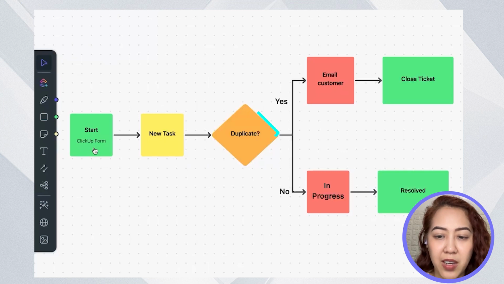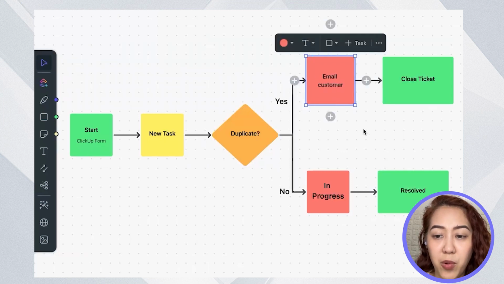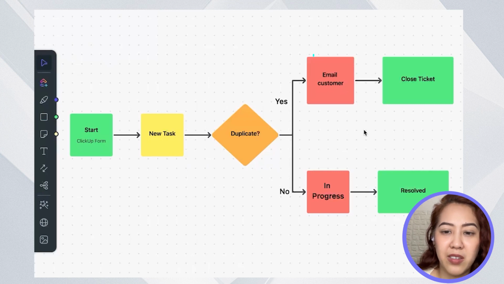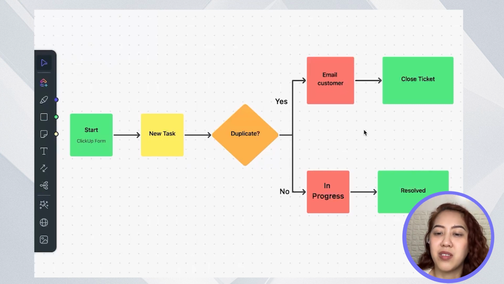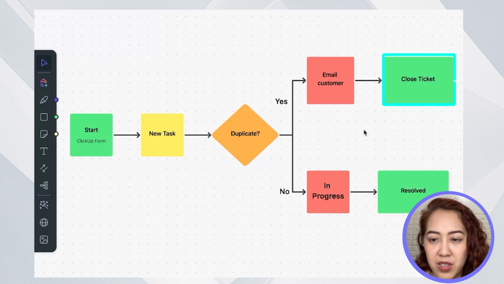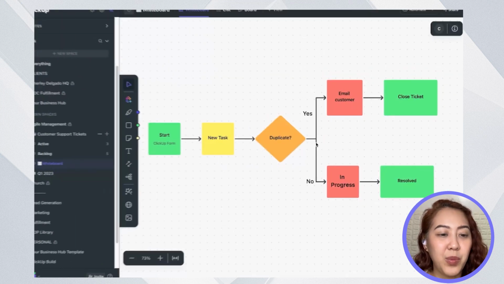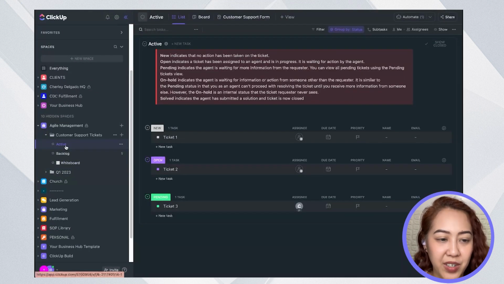If it is a duplicate, then we will inform the customer via email that this is already a duplicate issue or this has already been resolved. Then we will close the ticket. If this is not a duplicate, then the task will progress as usual until the issue is resolved. So now we will create the structure.